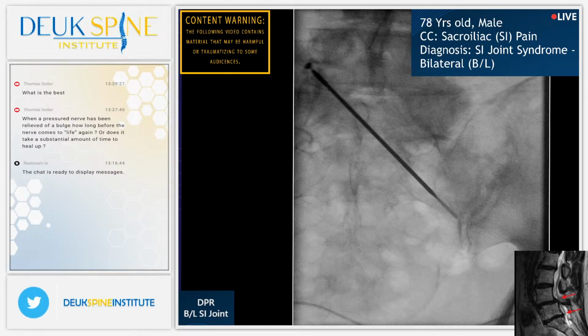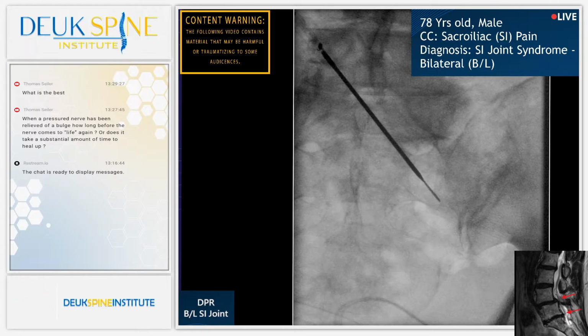You are correct. The nerve does not start working right away, unfortunately. It takes time. How much time? It can be a year, it can be 2 years. Typically it will be about 3 to 6 months, but I've seen it take over a year in some cases.